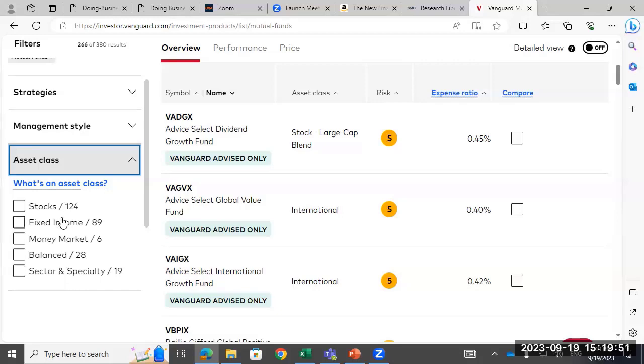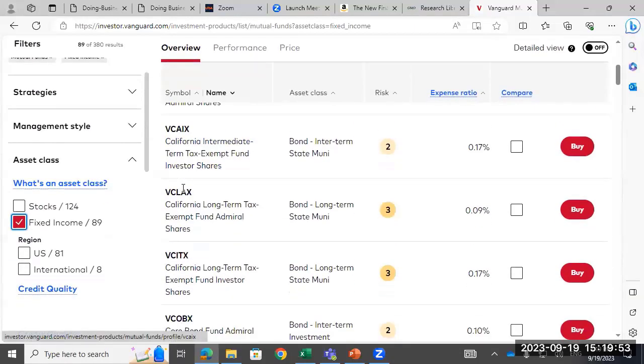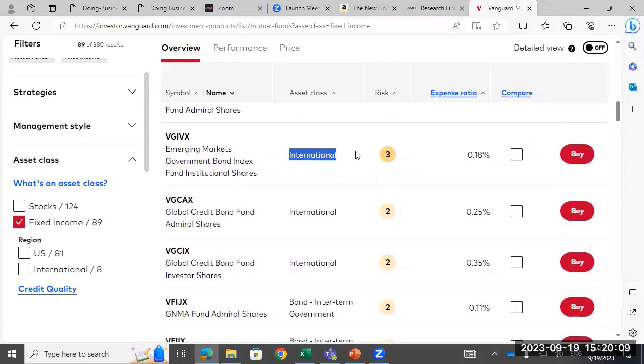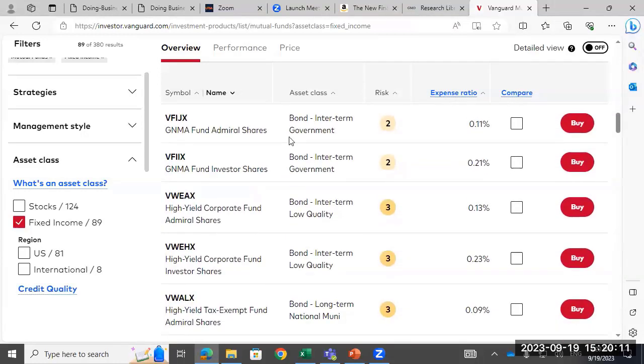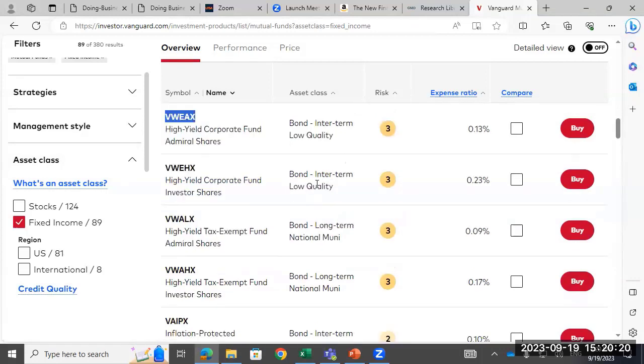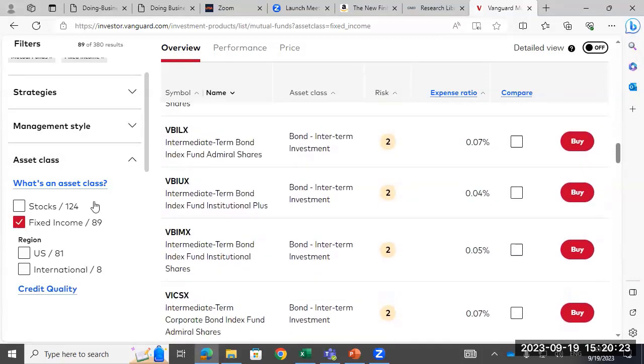If you do fixed income, what do you start noticing? What's that right there? Intermediate term, that sound familiar? Muni, what is that? That's the T for tax exempt. Long term. There's the international. They do have an international fund. Government, what's that? On credit, right? High quality, intermediate term government. What's there? High yield. Right? So they're following that exactly.